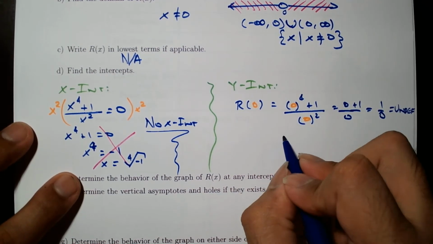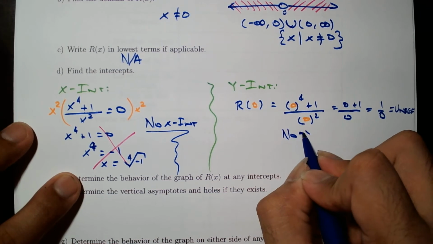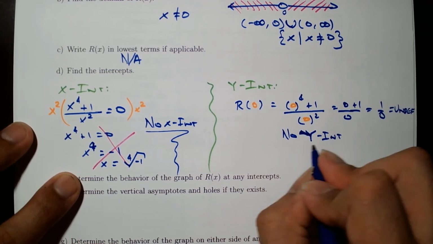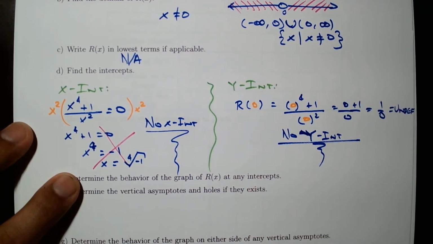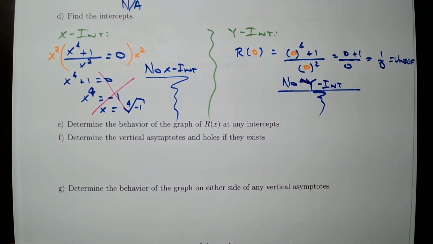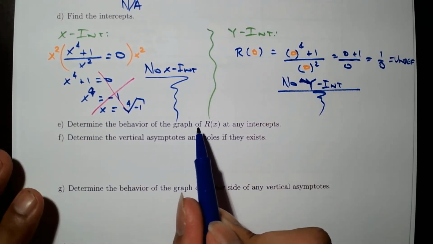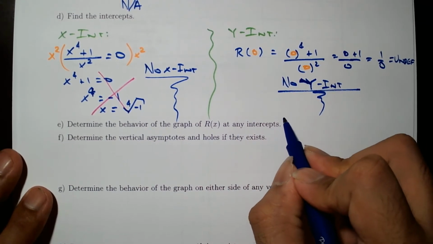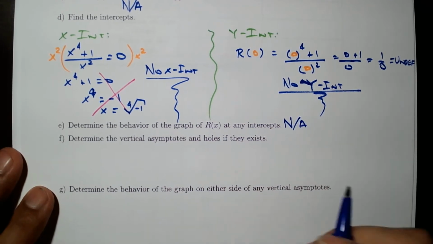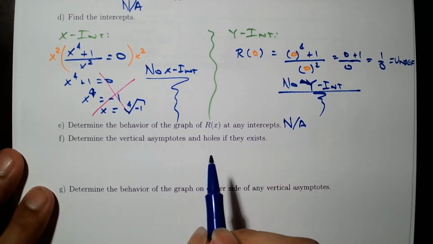For that reason, there's no y-intercept either. No x-intercepts, no y-intercepts. Functions like this are very common, actually. So, determine the behavior of the graph of R of x at any intercept. In this case, not applicable because there are no intercepts. Determine the vertical asymptotes and holes if they exist.